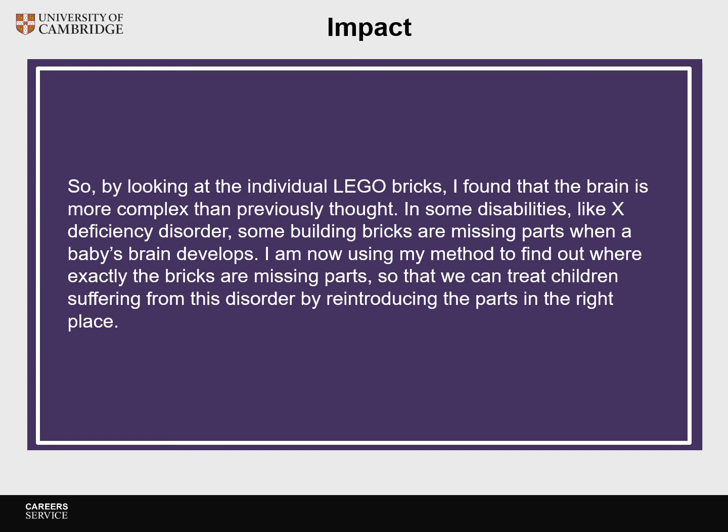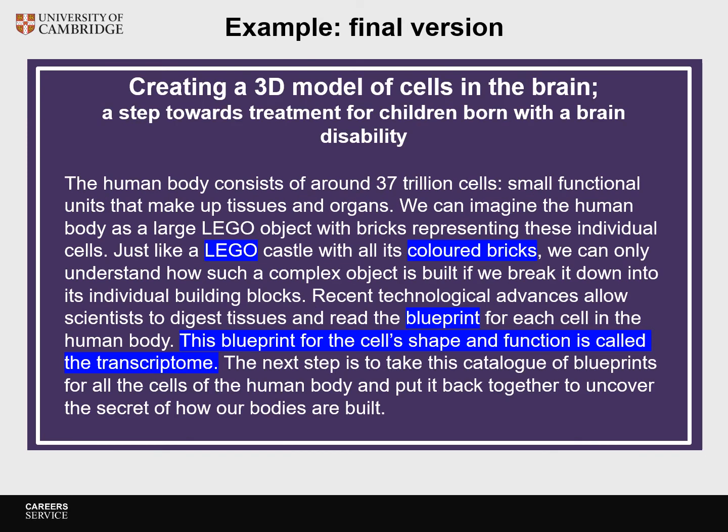deficiency disorder. Next, I will highlight some of the analogies and places where technical terms are explained. If you would like to try and identify them yourself first, please just replay this part of the video to identify them. Lego bricks are used as an analogy for cells. Individual blocks can have a different shape and color, but together they build a castle. Cells with different shapes and functions make up the human body. A blueprint for the cell's shape and function is used to explain transcriptome.